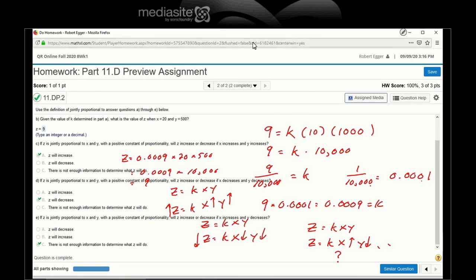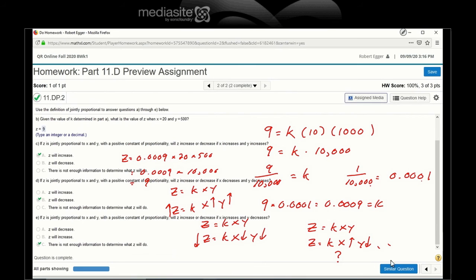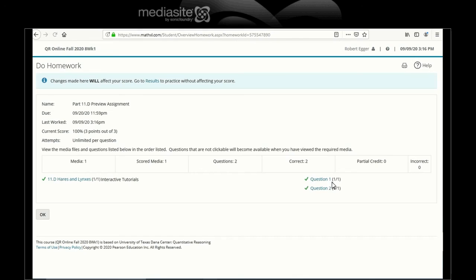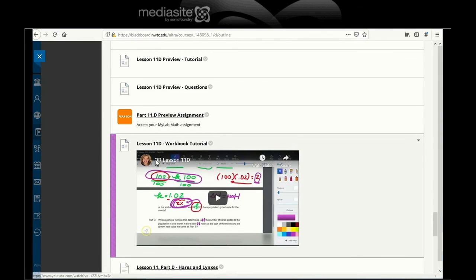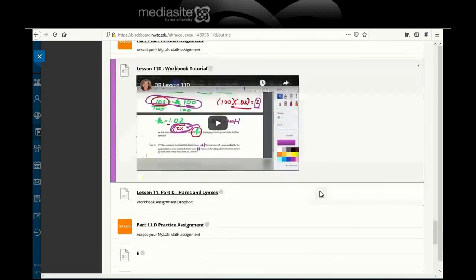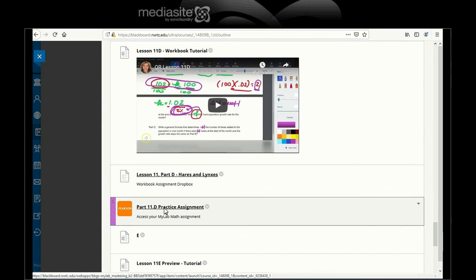All right. So here we go. Hit save. There we go. Question's done. So now go back and on your own read the questions, get the points for them, and with that you'll be ready then to move on to Stephanie's lesson on the workbook. Complete the work there, make copies, upload them, and then work on 11D practice assignment.